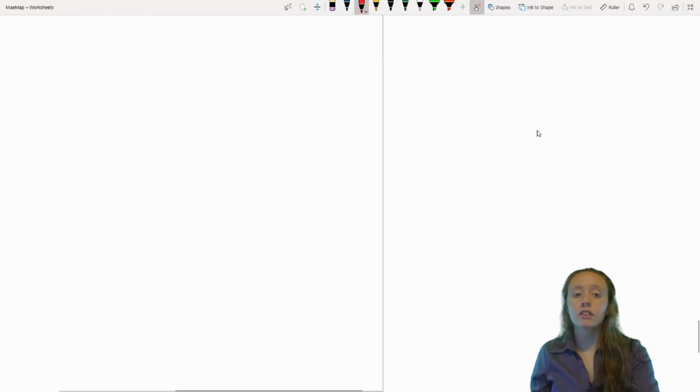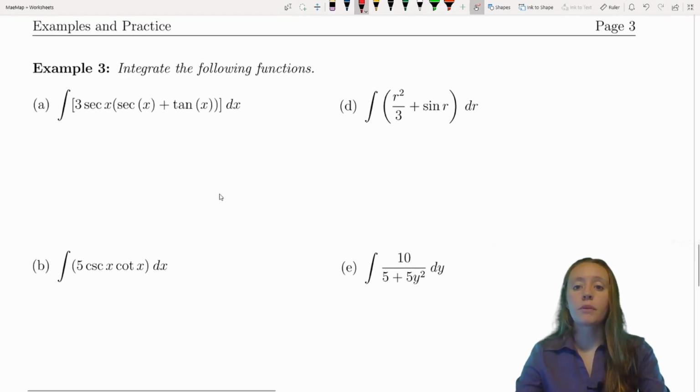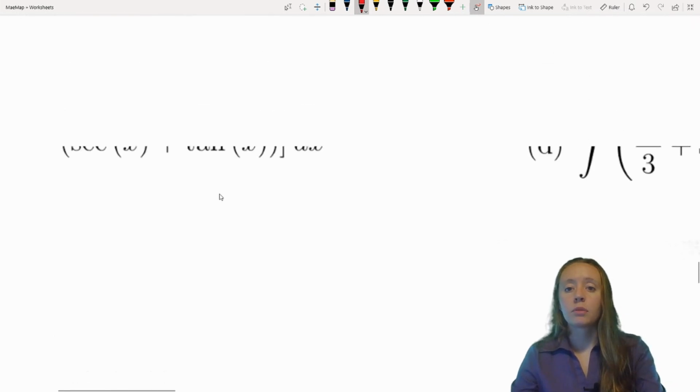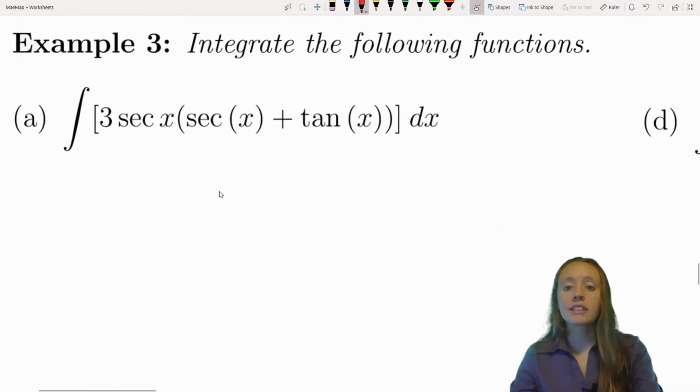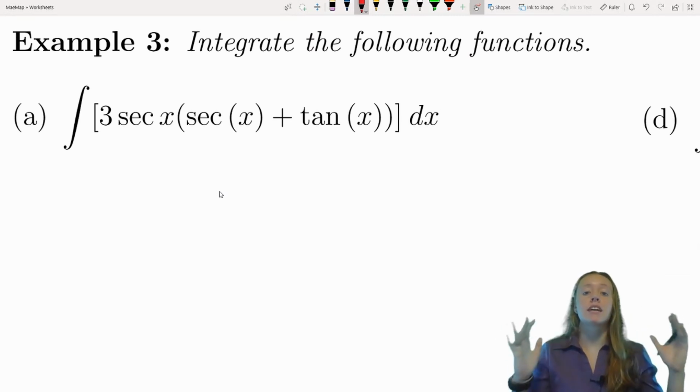So now that we've gone over the basic trig, let's go ahead and do these quick 6 parts of Example 3 using all the different strategies we learned on this worksheet. Our 3 different rules: power rule, constant multiple rule, and sum rule for integration, and our basic integrals. So zooming on in, we first have 3 times secant of x, all multiplied by secant of x plus tangent of x dx. And I used brackets just to show you that we're taking the integral of that entire thing.